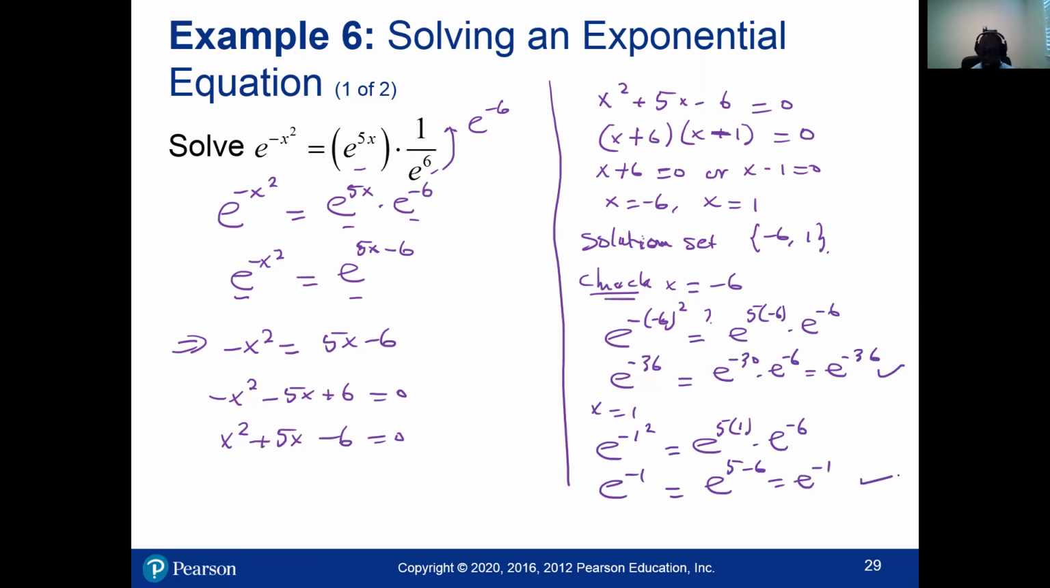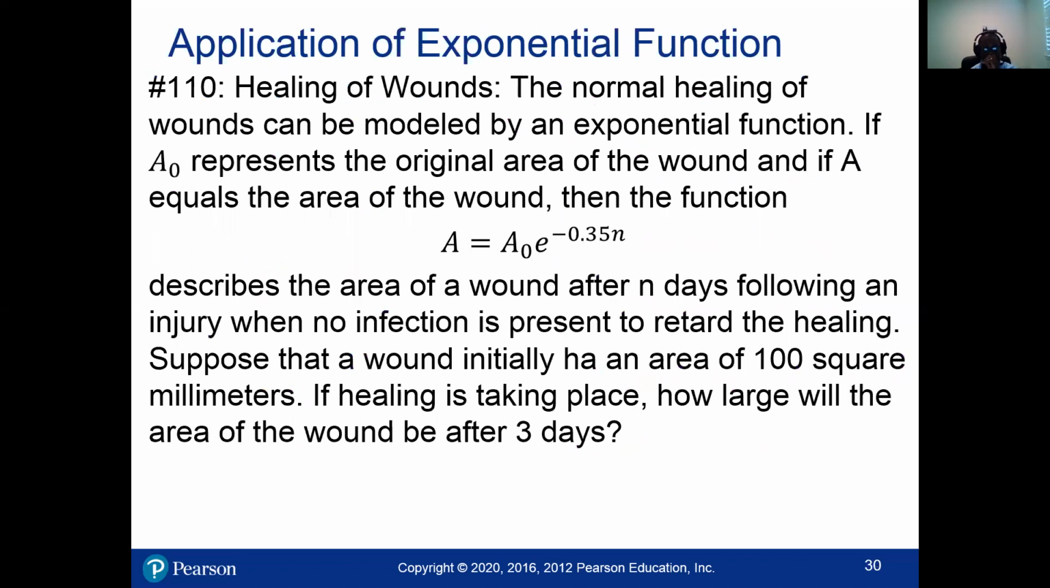That is check. Okay. And then finally, this is an application. It's a healing of wounds. All right. So it said the normal healing of wounds can be modeled by an exponential function. If A naught represents the original area of the wound, and if A equals the area of the wound, then this function is given. That's A is equal to A naught times e raised to negative 0.35 times n, where n is the number of days following an injury when no infection is present to retard the healing. Okay, that is it.